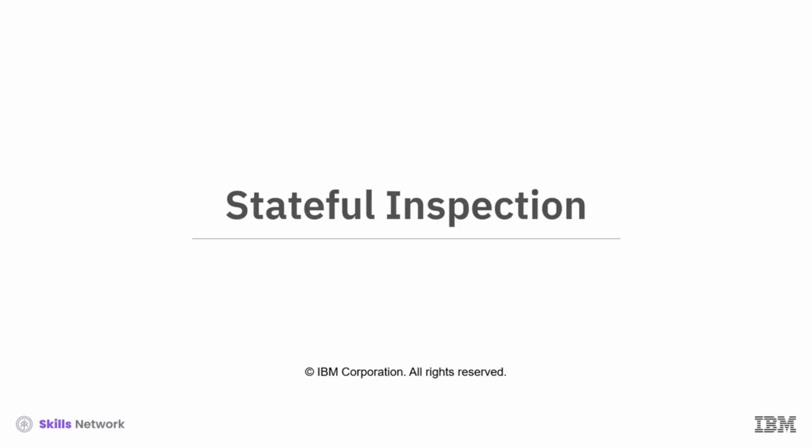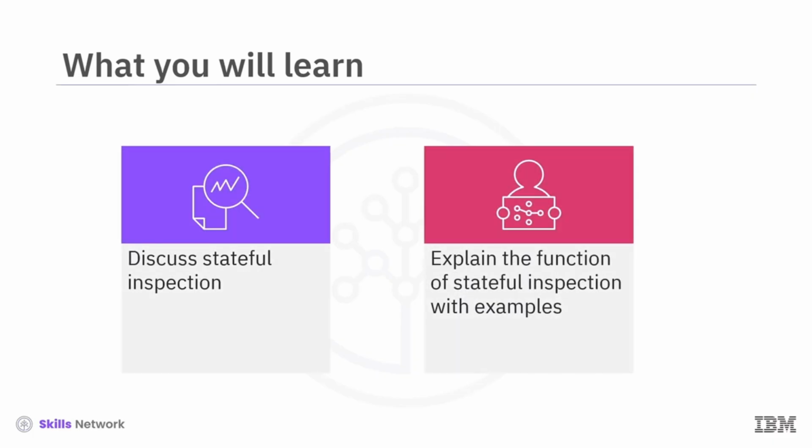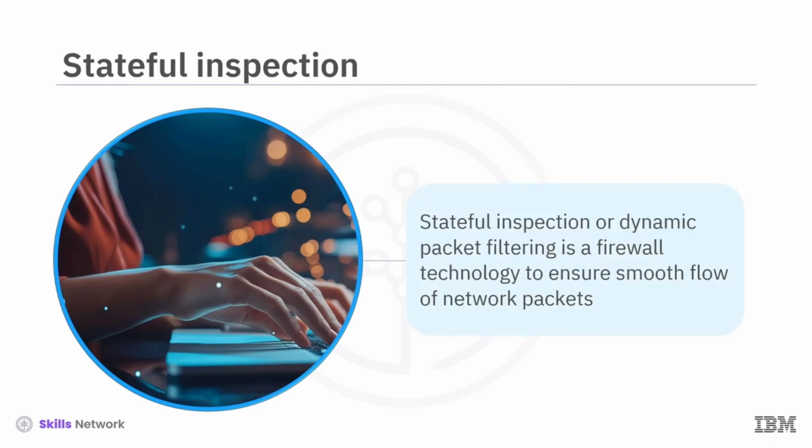Welcome to Stateful Inspection. After watching this video, you will be able to discuss stateful inspection and explain the function of stateful inspection with examples. When dealing with network security, the significance of firewalls is paramount. To monitor the state of active network connections and allow smooth flow of network packets without errors, organizations use a firewall technology called stateful inspection.